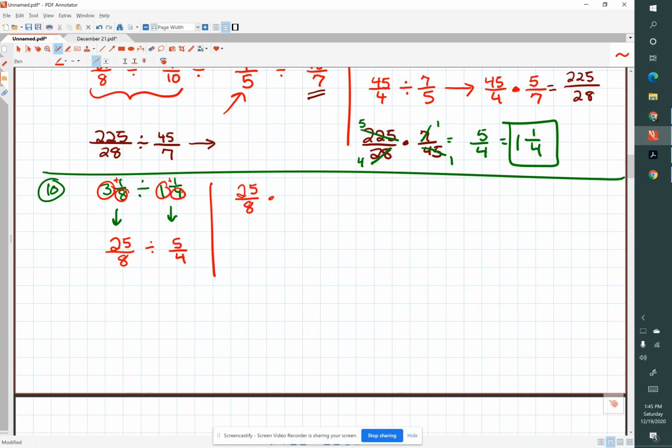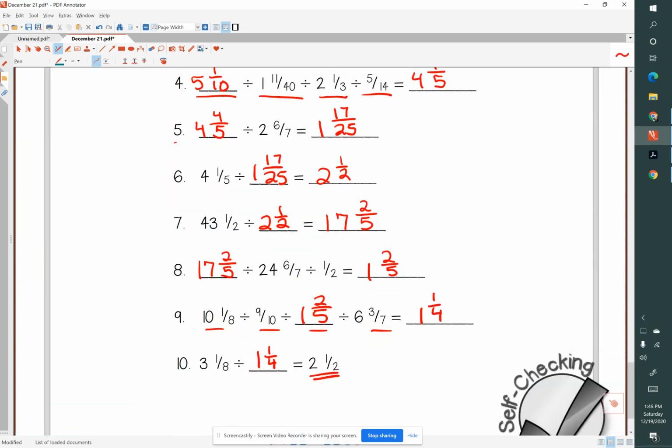25 over 8 times 4 over 5. Lots of simplifying we can do here. 5 is a factor of 25. 5 divided by 5 is 1. 25 divided by 5 is 5. 4 divided by 4 is 1. 8 divided by 4 is 2. So when we multiply across, we have 5 over 2, which equals 2 and 1/2. And let's check our paper. And that indeed is the right answer.